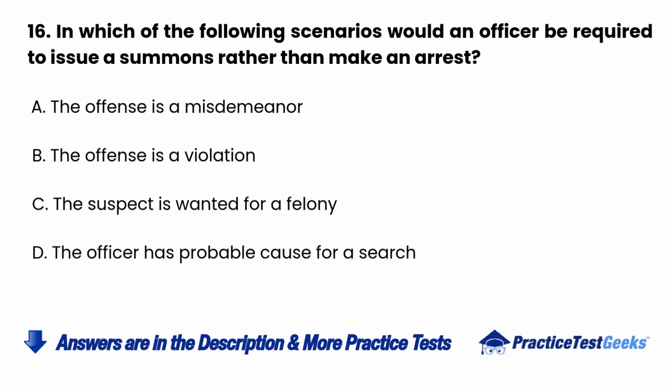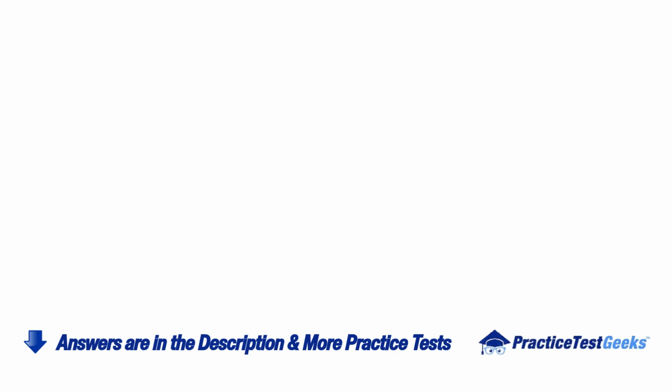16. In which of the following scenarios would an officer be required to issue a summons rather than make an arrest? A. The offense is a misdemeanor. B. The offense is a violation. C. The suspect is wanted for a felony. D. The officer has probable cause for a search.